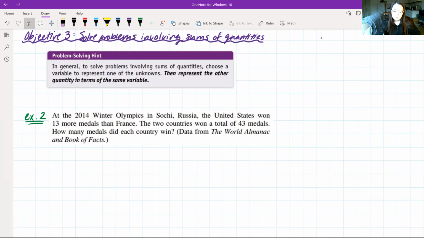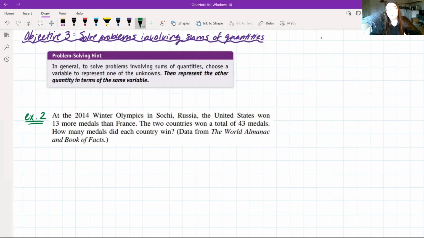So for example 2, we have that at the 2014 Winter Olympics in Sochi, Russia, the United States won 13 more medals than France. The two countries won a total of 43 medals. How many medals did each country win? So step one, we read it. Let's just read it one more time. At the 2014 Winter Olympics in Sochi, Russia, the United States won 13 more medals than France. The two countries won a total of 43 medals. How many medals did each country win?